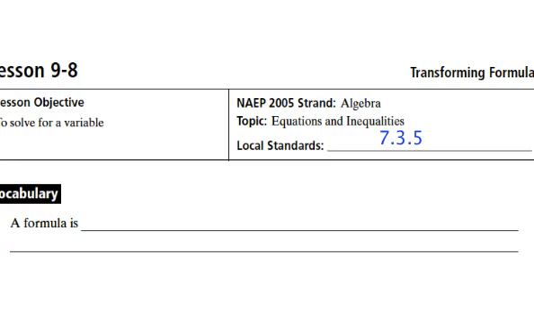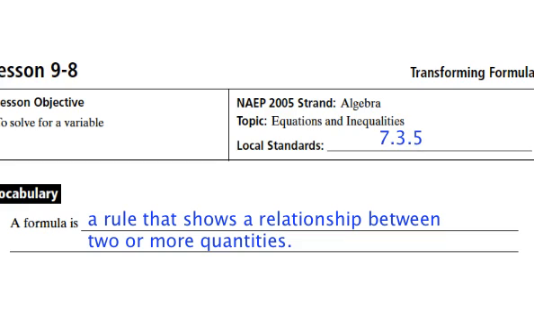Today's lesson is on transforming formulas. The Indiana Academic Standard is 7.3.5. A formula is a rule that shows the relationship between two or more quantities. We used quite a few formulas when we did our geometry chapter. Now we're going to be looking at solving formulas, but we won't always have numbers. We'll actually solve, and our answers will contain variables. Pause the video if you need more time to copy down this definition.